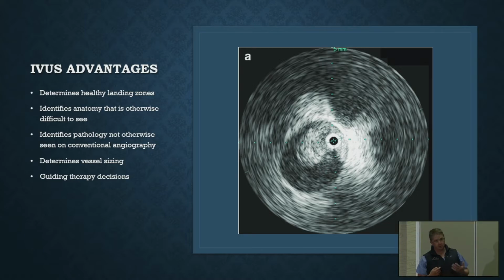So it determines healthy landing zones, identifies anatomy that's otherwise difficult to see, and identifies pathology that's not otherwise visualized. So this is actually inside a vein. This is a chronic DVT right here. You can see the increased shadowing that you will see on extravascular ultrasound, but that may change my treatment algorithm. I may just angioplasty and stent that as opposed to doing a thrombectomy on it, especially given the history. It's had enough time to become organized. But it also gives the idea of vessel sizing and, like I said, guiding therapy decisions.